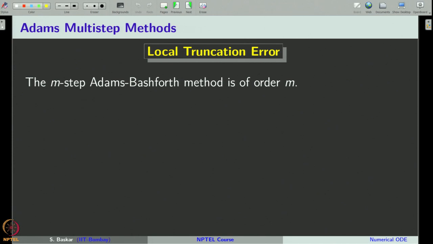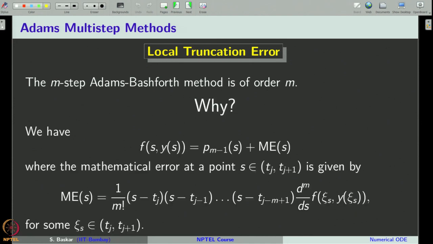Now, coming to the local truncation error, we can see that the m-step Adams-Bashforth method is of order m. If you recall, we have seen that the forward Euler method is of order 1, whereas we have also derived Runge-Kutta method of order 2 and order 4. You can see that Adams-Bashforth method with m-step is of order m. Why is it so? Well, it is not very difficult to see.